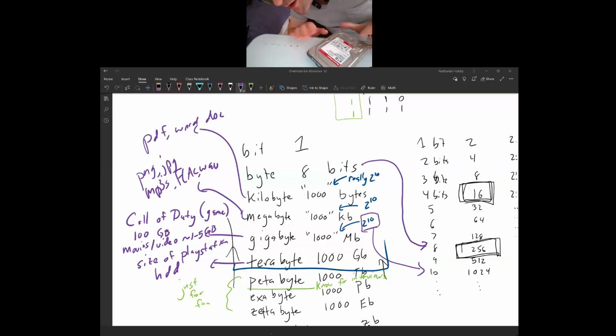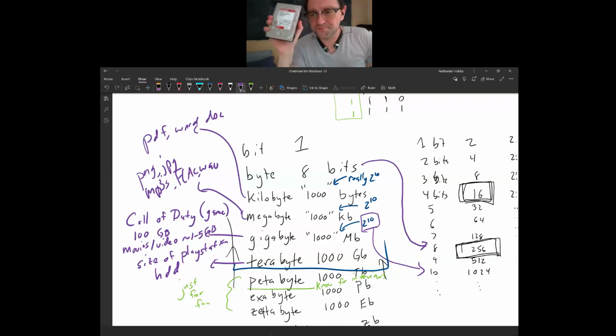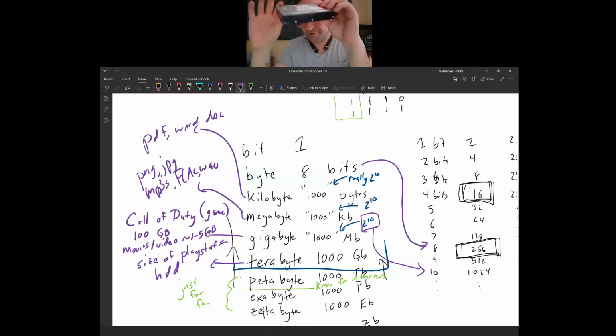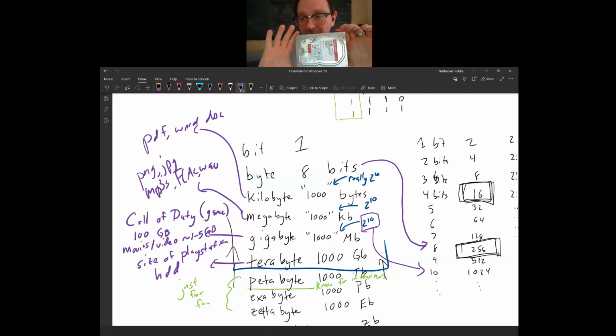Where? Here. Okay. Or maybe I'll just hold them up. So here, you have a sort of standard hard drive. Okay, this is mechanical. So if you were to open this up, you can sort of see the size of it.